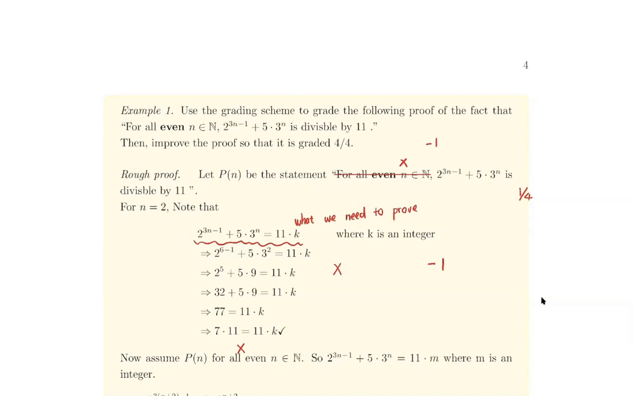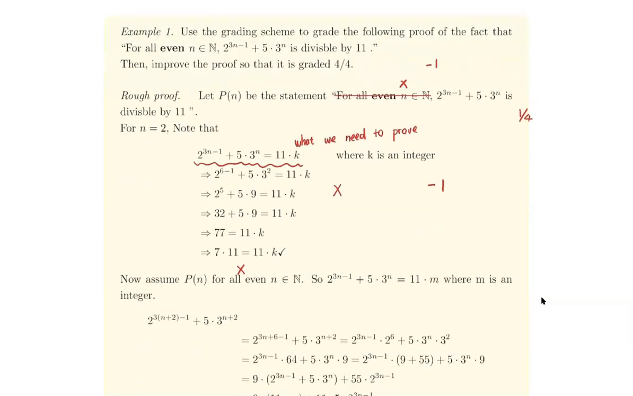Okay, so the actual proof you need to do is you plug in 2. So 2 to the 3n minus 1 plus 5 times 3n equals 2 to the 6 minus 1 plus 5 times 3 to the 2, which will give you 32 plus 45, which equals 77. And we know this equals 7 times 11, so this is divisible by 11. Okay, that's good.